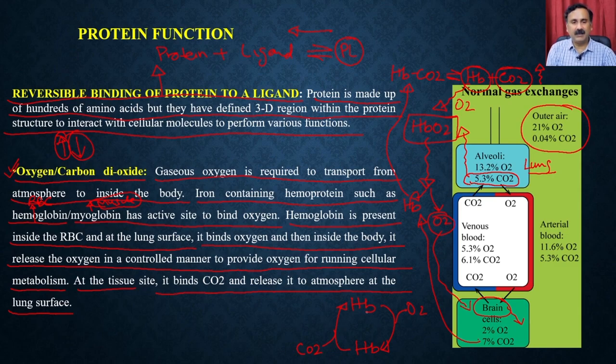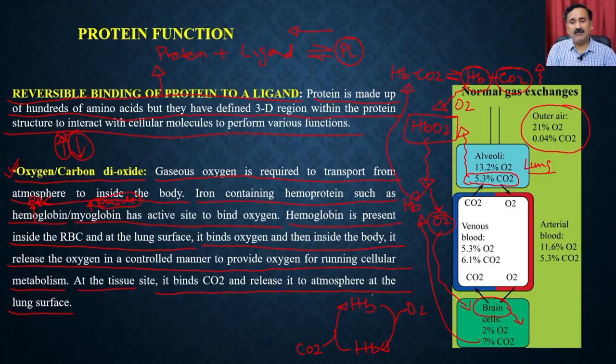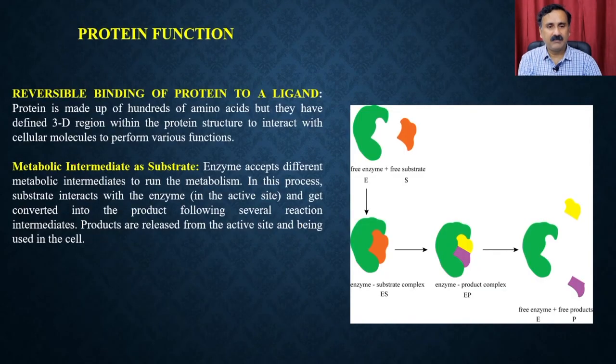And that's why it is going to maintain a healthy environment inside the body, and that's how it is going to give you the ability to detoxify the carbon dioxide being generated inside the tissue because of the metabolism, and at the same time it is also going to give you the required oxygen for running the metabolism. Now apart from this, the enzymes can also work as a metabolic intermediate.